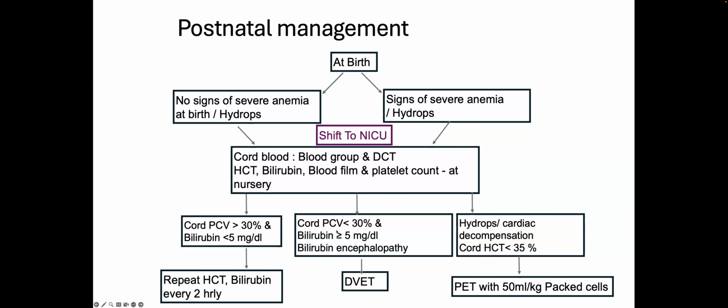But if the cord PCV is less than 30 and the bilirubin is more than 5, then he needs a DVET. And many times when you do IUT, you'll not find bilirubin that high, but you may find that the hematocrit is less than 35. So you can do a partial exchange with 50 ml per kg of packed cells, or there's a formula also to calculate. So that's like a top-up transfusion you give. So this is the immediate postnatal management of these babies. And if obviously you have a lot of pleural effusion which is affecting the ventilation of a baby, you can go for a drainage also.